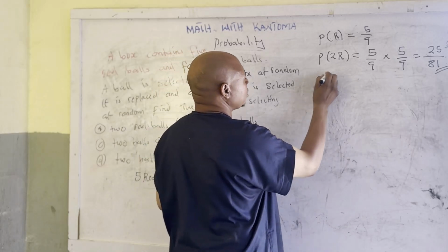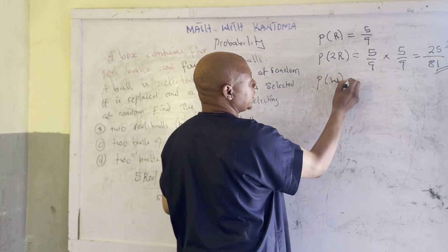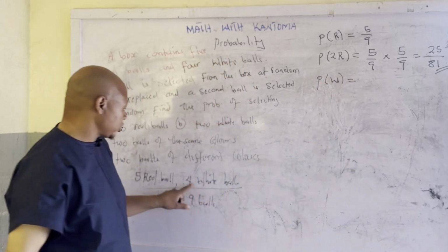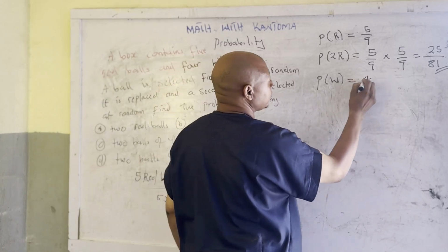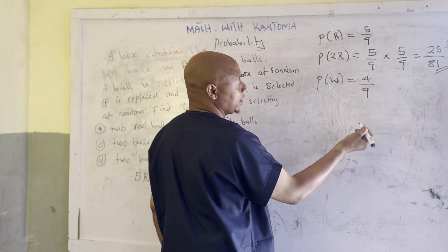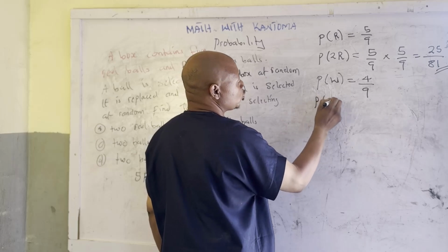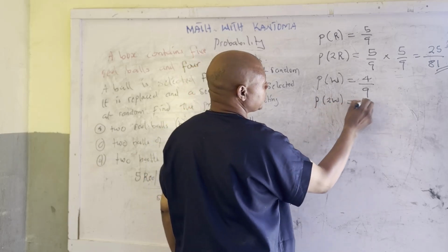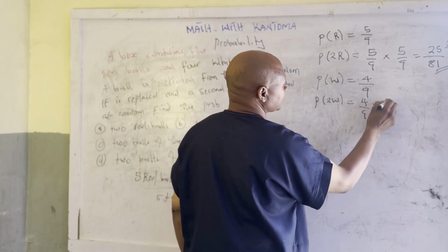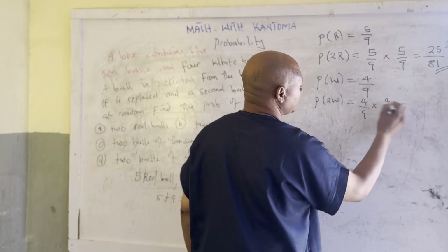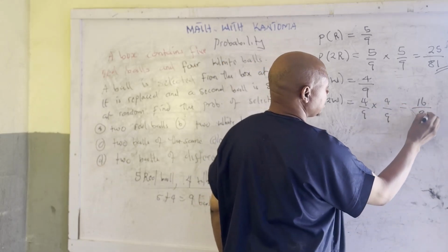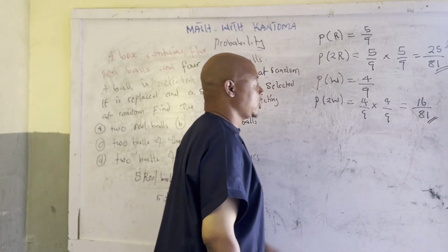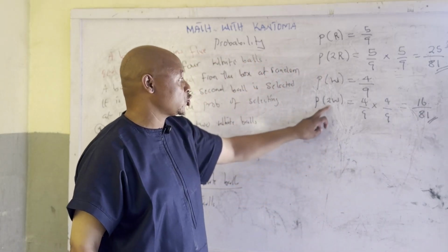Again, the probability of choosing 1 white ball. The number of white balls is 4, so the probability of choosing 1 white ball is 4 over the total, which is 9. Then the probability of choosing 2 white balls is going to be 4 over 9 times 4 over 9. So 4 times 4 is 16 over 9 times 9 is 81. So we have 16 over 81 as the probability of choosing 2 white balls.